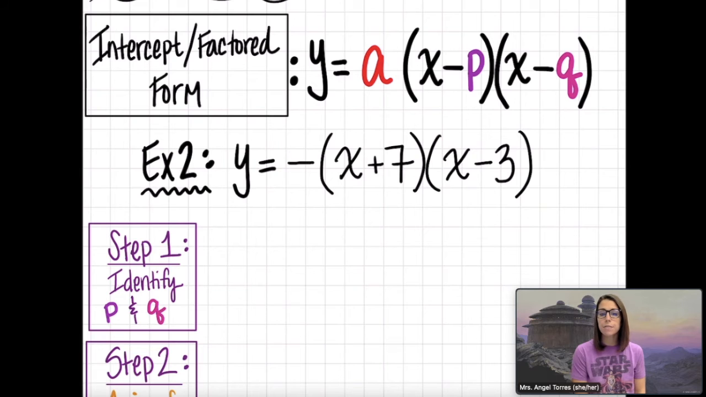Example 2 is the function y equals negative (x plus 7) times (x minus 3). Don't worry so much about that negative out in front. That's just a hidden negative 1. So step 1, let's find the values of p and q.